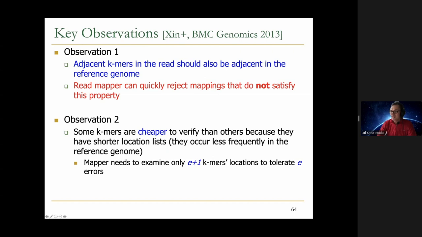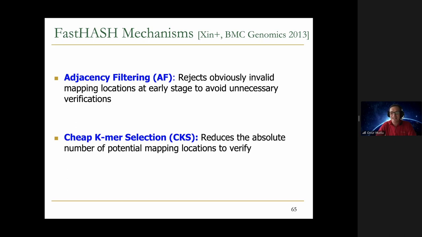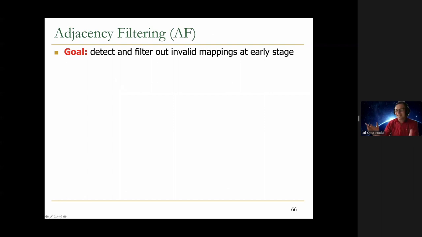This is the pigeonhole principle, if you will. And the read mapper can intelligently choose the cheapest E plus one substrings to verify their locations. It can be intelligent in terms of which substrings in a read it can choose in the reference genome. So I'm going to give you a pictorial of both of these ideas. One is called adjacency filtering, and the second is called cheap k-mer selection. And when I say k-mer, you can automatically translate that into substring also. I actually like the substring better, but k-mers is very commonly used in bioinformatics, so we use k-mers.